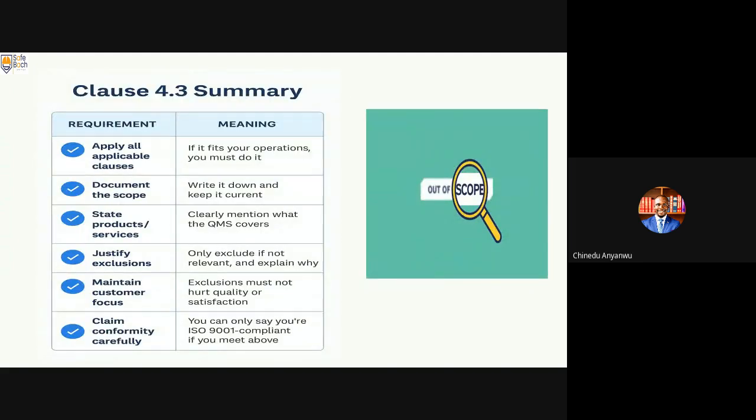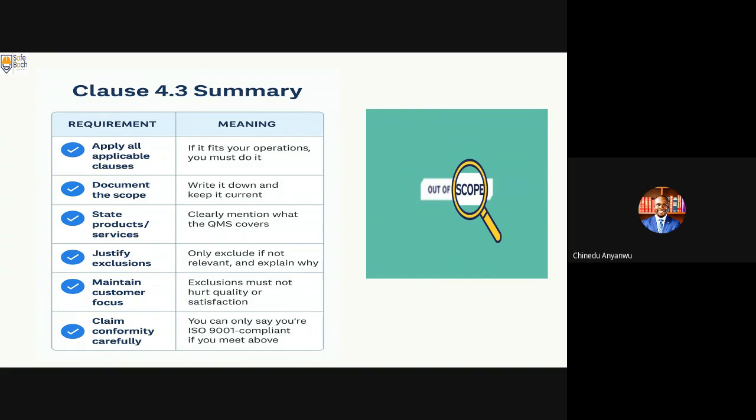So we're now going to summarize all we have discussed. If you look at the keywords, I have highlighted them here in this table. Apply all applicable clauses. It means that if it fits your operation, you must do it. Document the scope, you must write the scope down. State products and services. Your scope should be able to state clearly the things that you do.